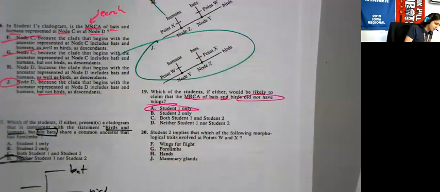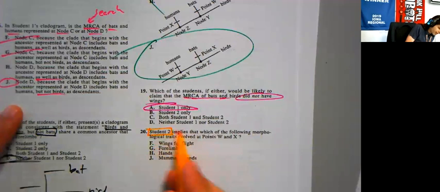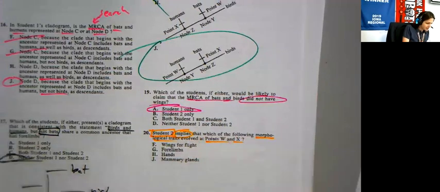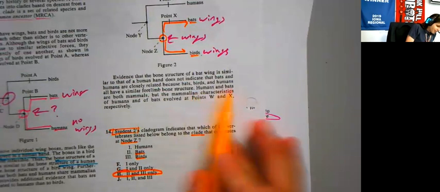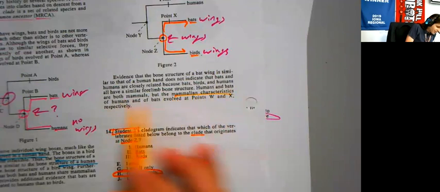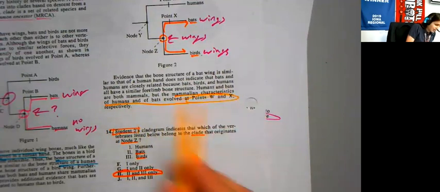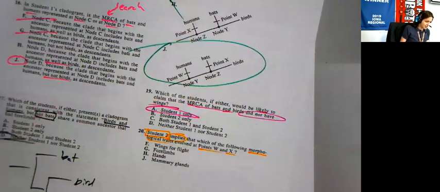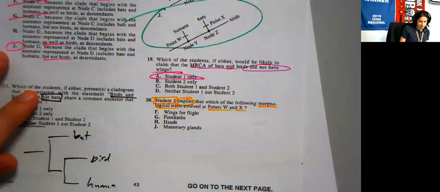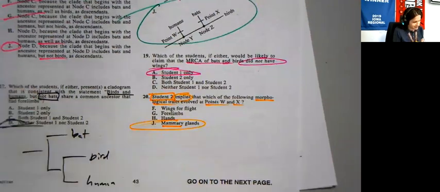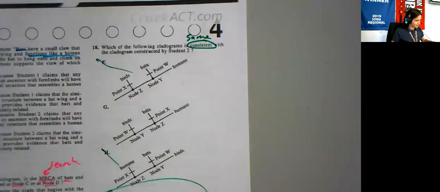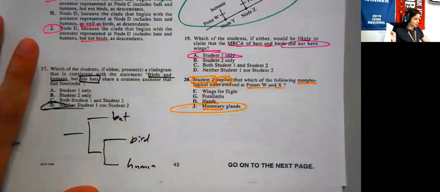Last one, student 2 implies which of the following morphological traits evolved at points W and X? Take a look at student 2. Humans and bats are both mammals, but the mammalian characteristics of humans and bats evolved at points W and X respectively. Mammalian characteristics. What is a characteristic of a mammal? What's something that a mammal has? Mammals have mammary glands to feed their young. Okay, so producing milk for their young. That is a thing that mammals have. That's going to be 20J.